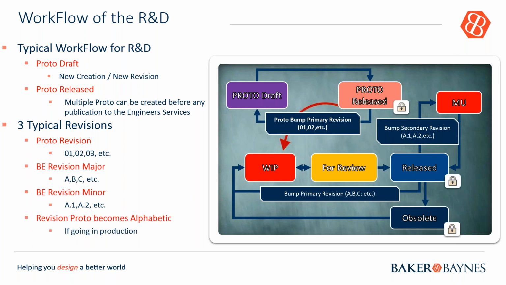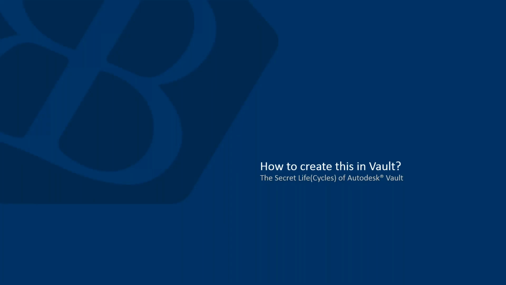And of course, once they've released it, it goes into the design state, which is back into the work in progress, and then it follows the lifecycle routing from the design point of view. All right. How do we create this in Vault? So let's have a look how we would typically do this.